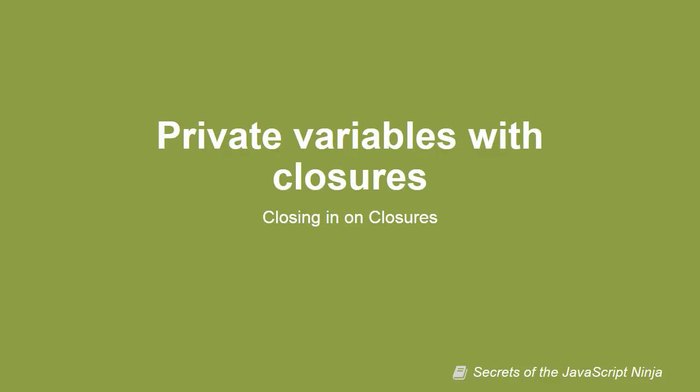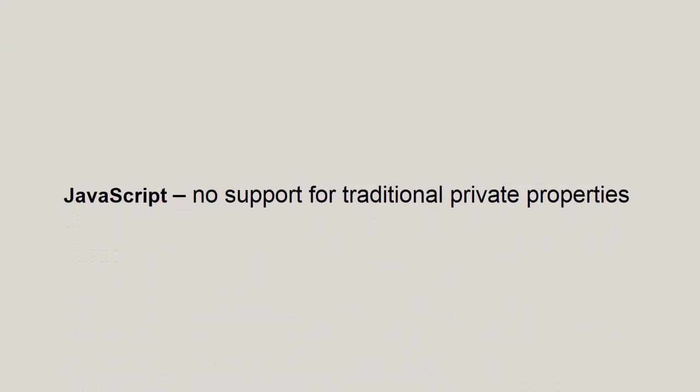We'll show you how to use closures to encapsulate some information as private variables. This will help you write better, cleaner code. Unlike most other object-oriented languages, JavaScript does not support traditional private variables, that is, object properties hidden from outside of the object. This is where closures jump in.